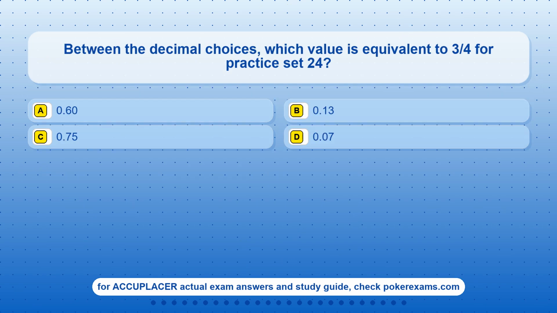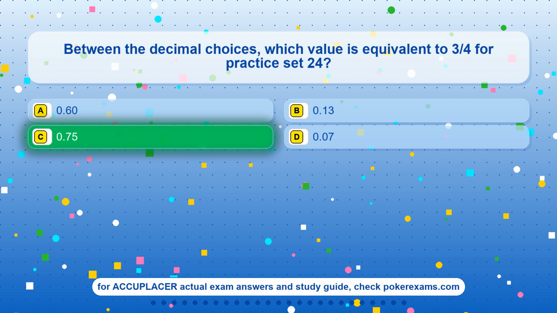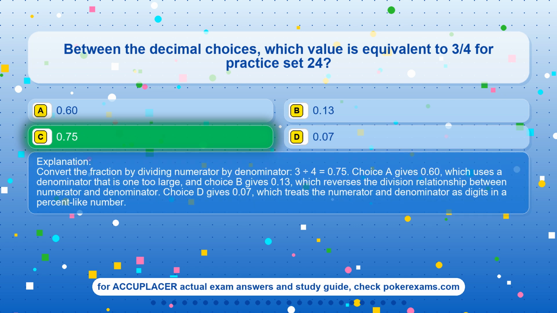Question 21. Between the decimal choices, which value is equivalent to 3/4 for practice set 24? Option A, 0.60, option B, 0.13, option C, 0.75, option D, 0.07. The correct answer is option C, 0.75. Convert the fraction by dividing numerator by denominator. 3 divided by 4 equals 0.75.